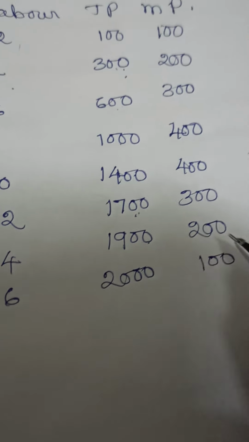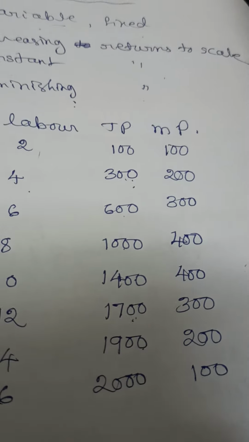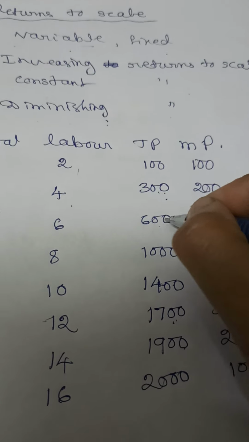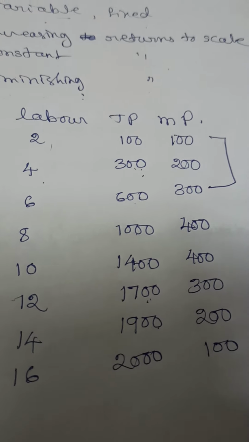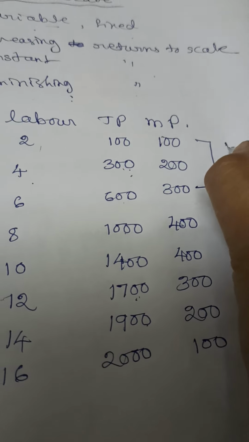2000 minus 1900. So the total product in the beginning increases fast. So that is called the increasing return to scale. This is the first stage.